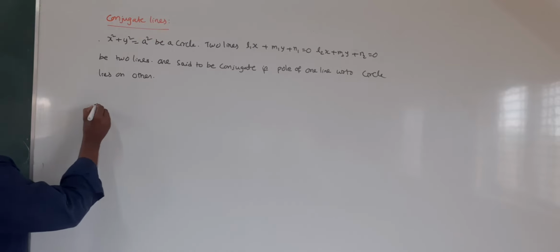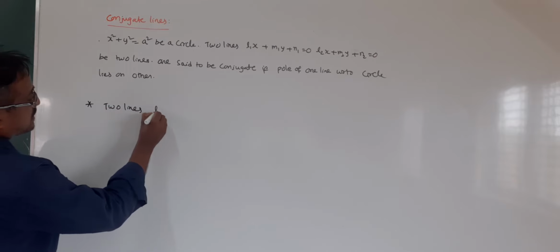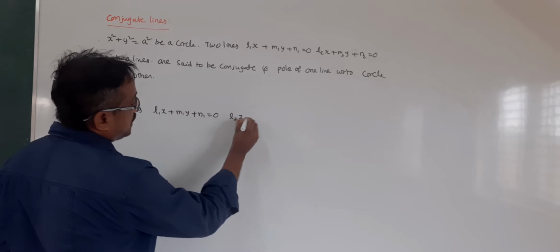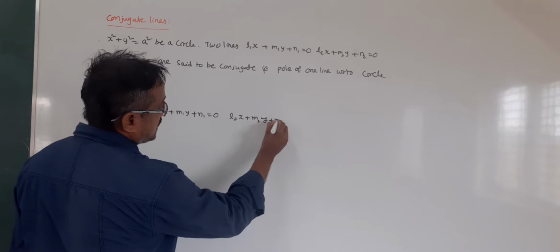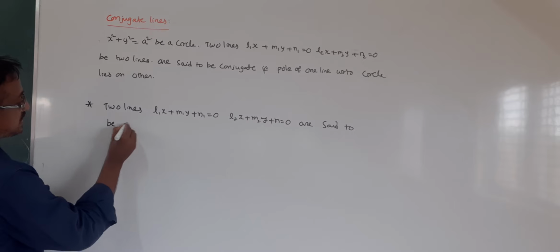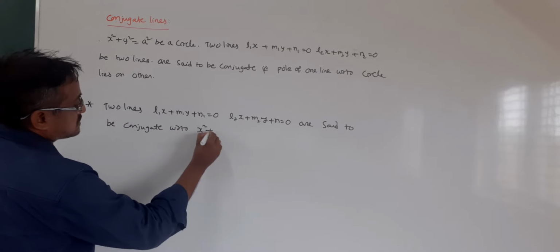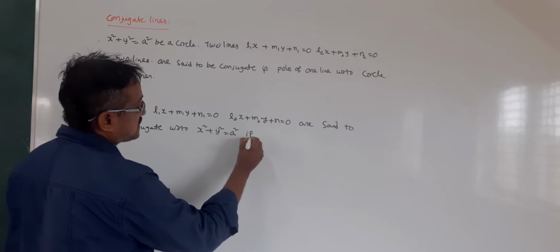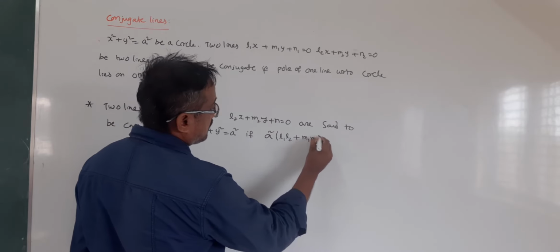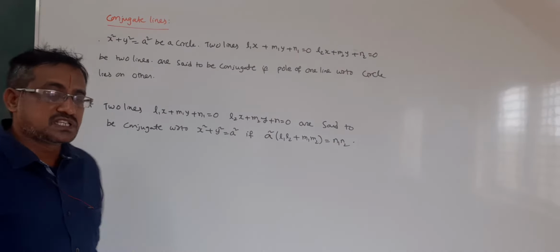Pole of one line lies on the other, then we say that those two lines are conjugate lines. Now there is a condition, very important. Two lines L1x + M1y + N1 = 0 and L2x + M2y + N2 = 0 are said to be conjugate with respect to x² + y² = a² if a²(L1 L2 + M1 M2) = N1 N2. Let us prove this statement.